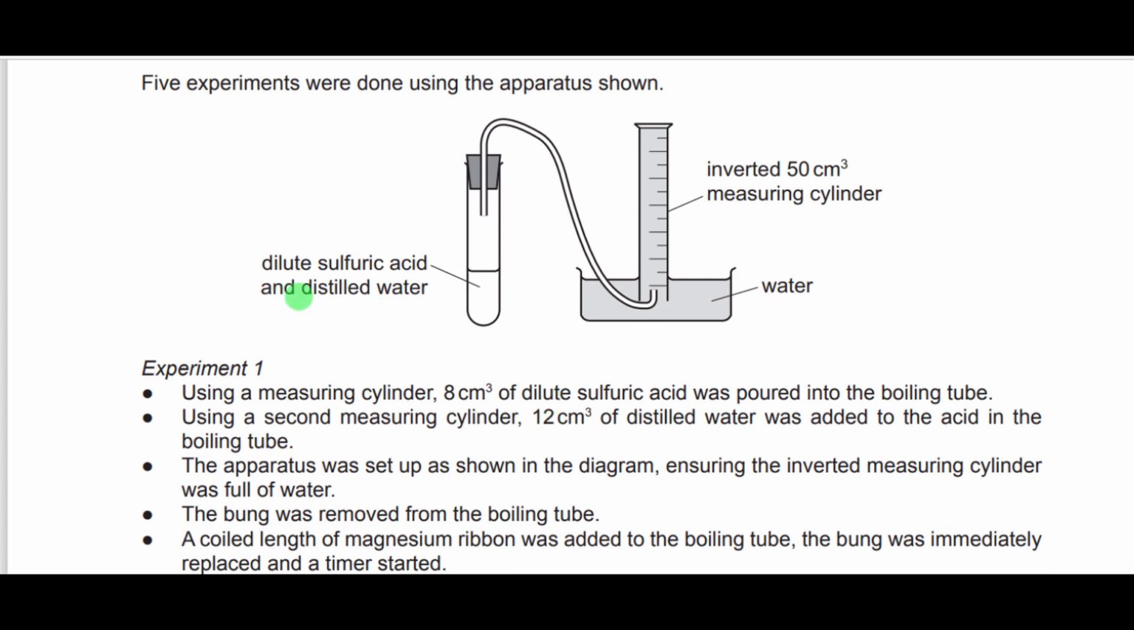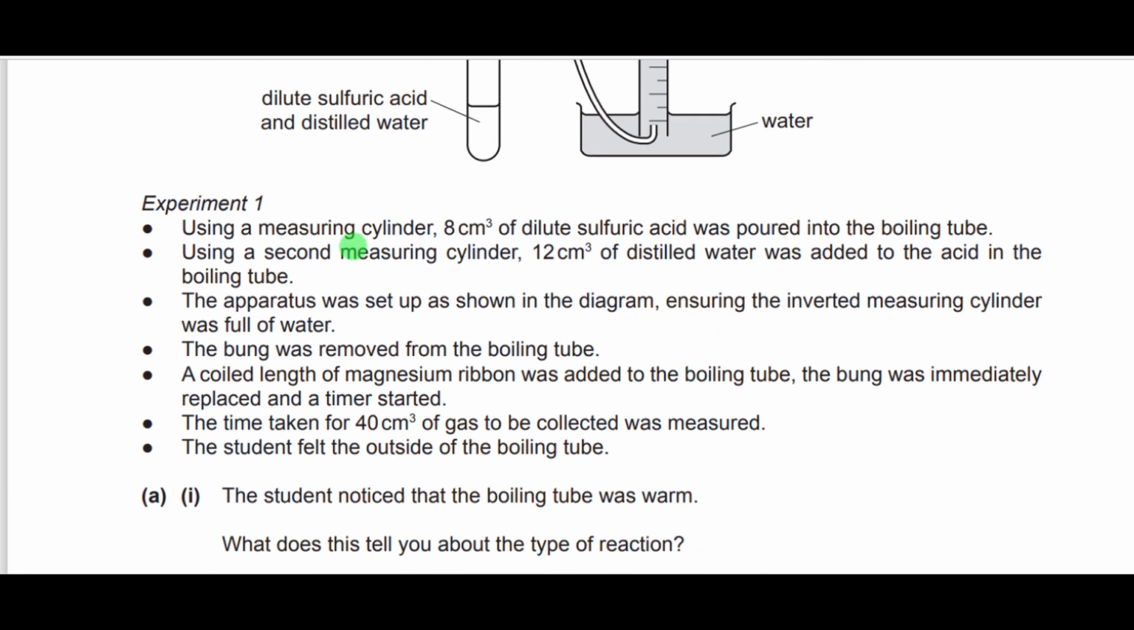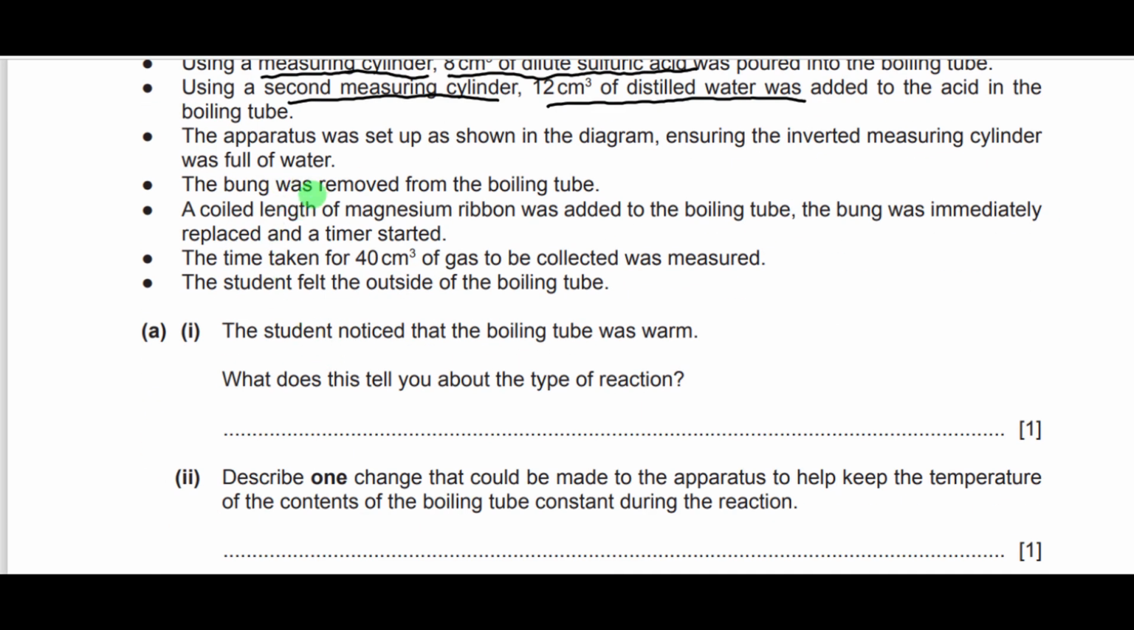We have dilute sulfuric acid and distilled water, and an inverted 50 cm³ measuring cylinder of water. Using a measuring cylinder, 8 cm³ of dilute sulfuric acid was poured into the boiling tube. Using a second measuring cylinder, 12 cm³ of distilled water was added to the acid in the boiling tube. The apparatus was set up as in the diagram, ensuring the inverted measuring cylinder was full of water, so that there is no air inside the cylinder.